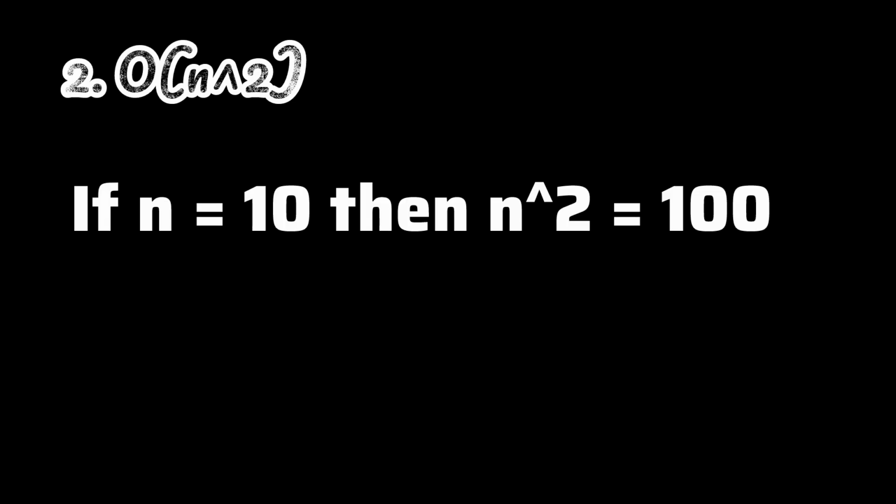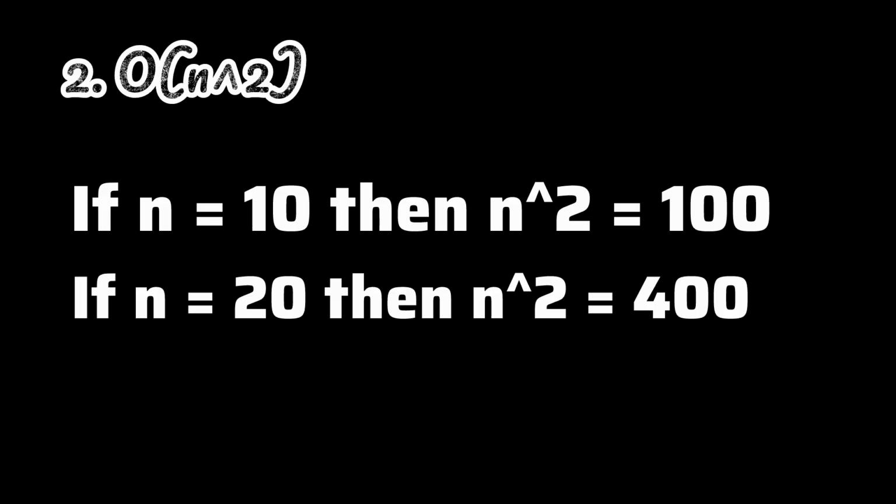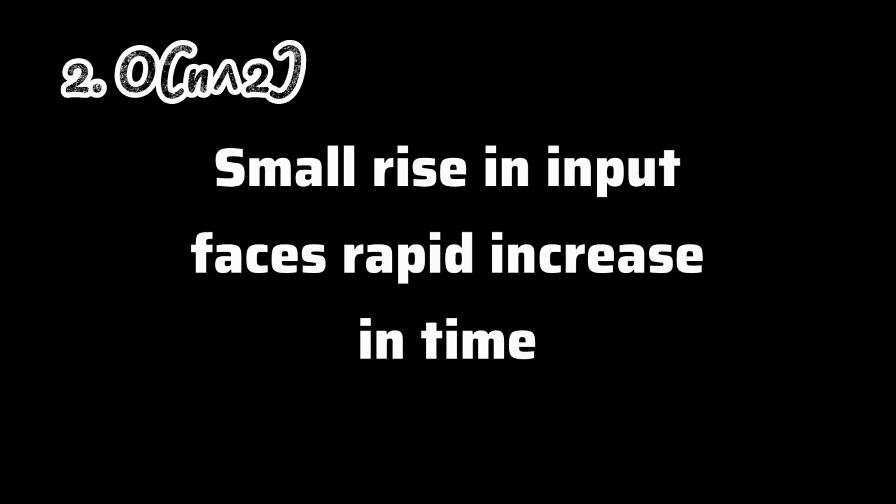Now, O of n square. O of n square is considered one of the worst complexities because as the input increases by small amount, the n square just jumps rapidly so high. Say if the n is 10, n square means 100. Now, if n is 20, just an increase by 10, n square becomes 400, which is increased by 300. So, as the input increases by small amount, the complexity becomes way too much high.